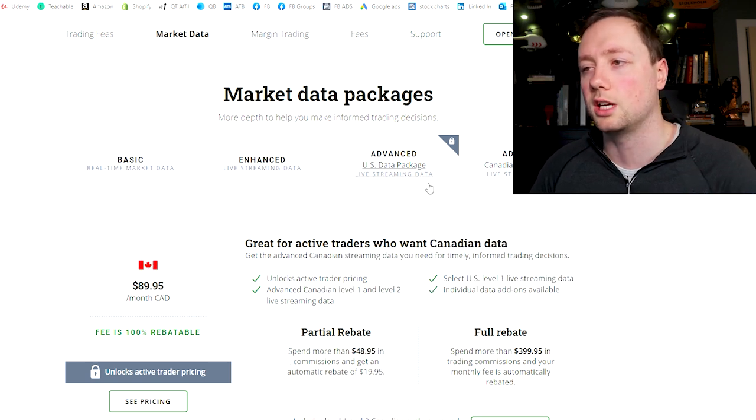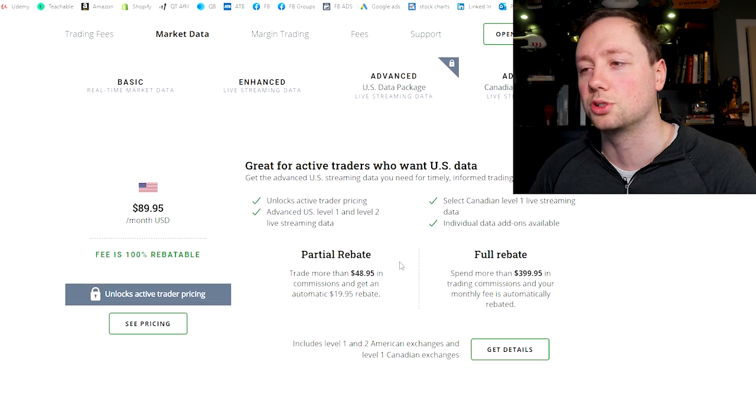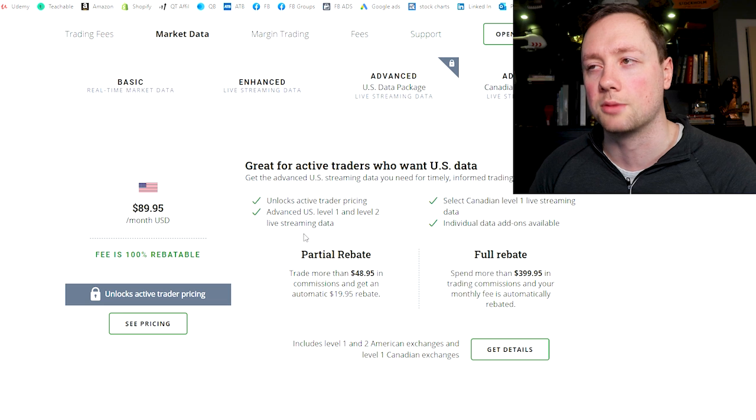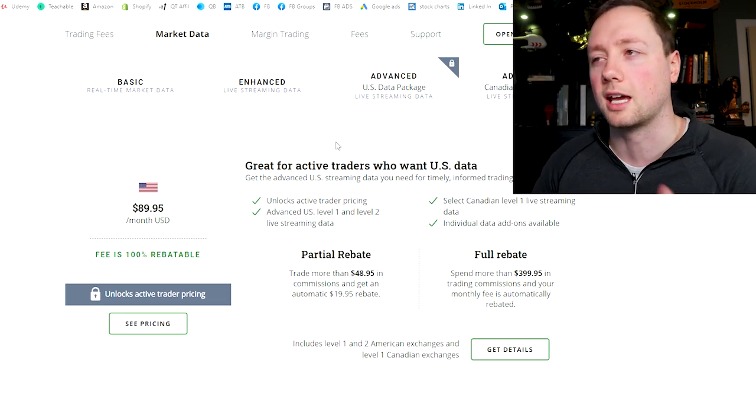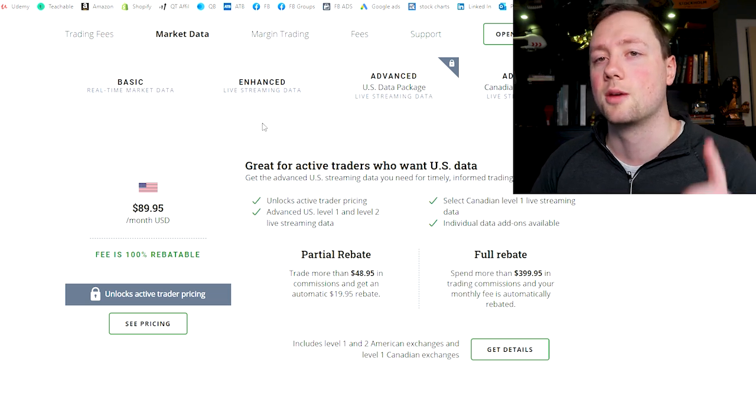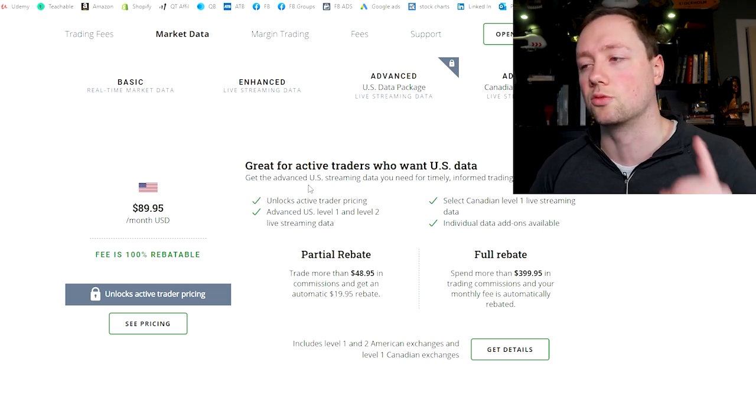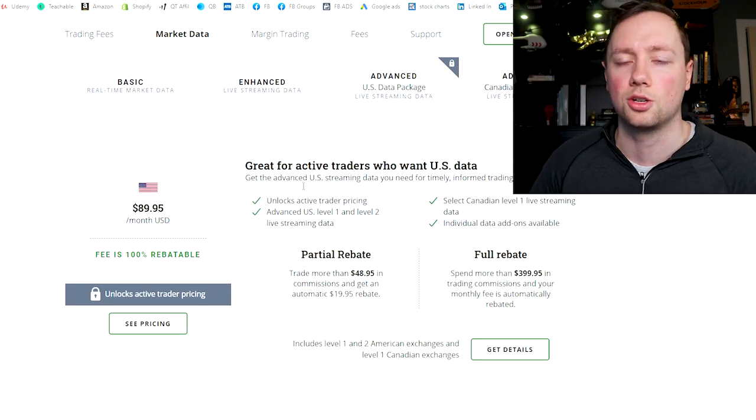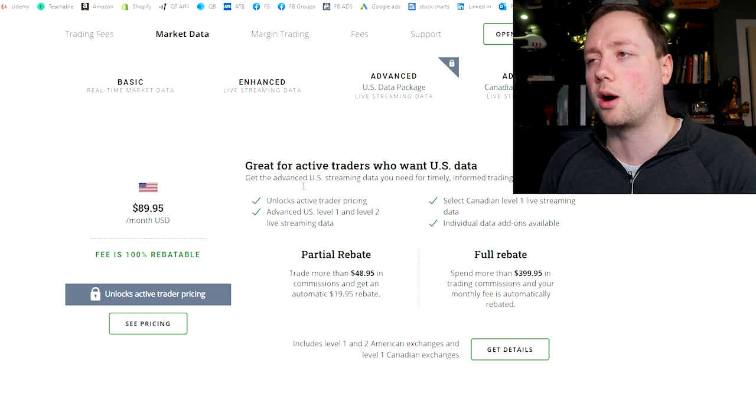Now, what's really interesting here is that when you buy the level 2 data package, you actually get reduced rates again. So sometimes, depending on how much you trade, it can be better to buy the advanced data package than the enhanced data package, because you're actually going to save more money. You need to do the math on it, and it helps if you know what type of trader you are and how often you're going to be trading.